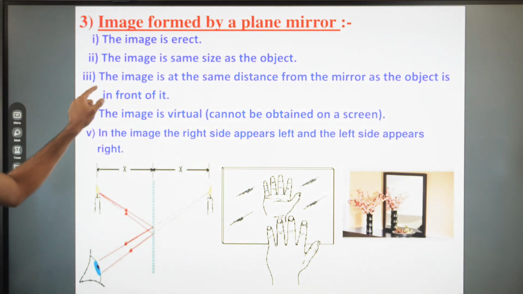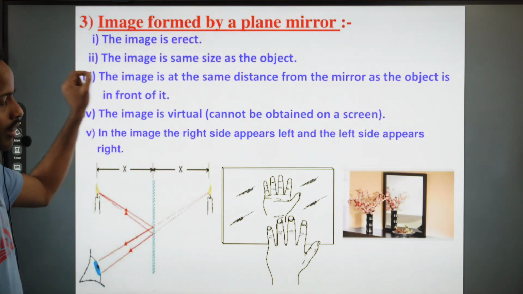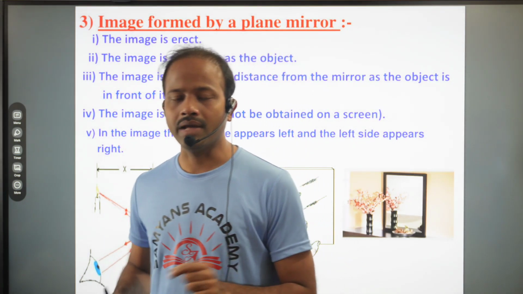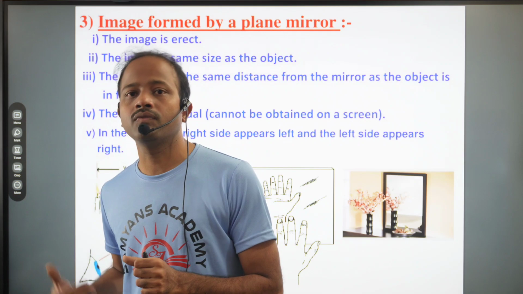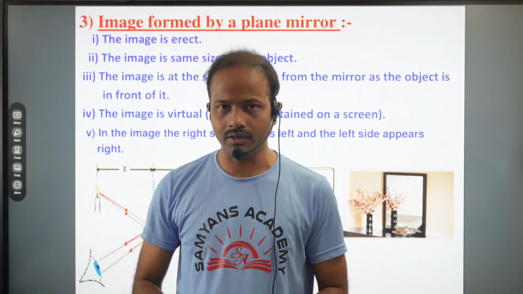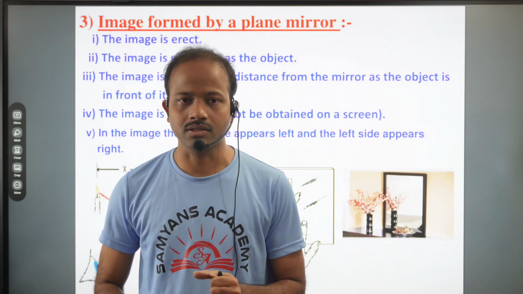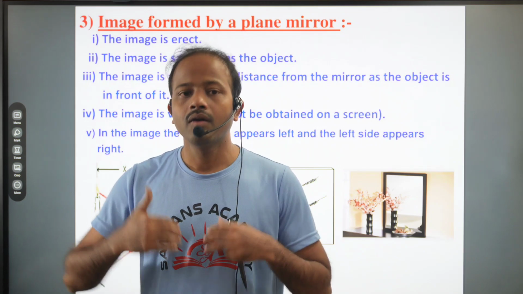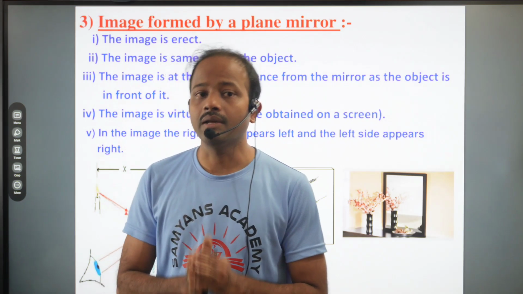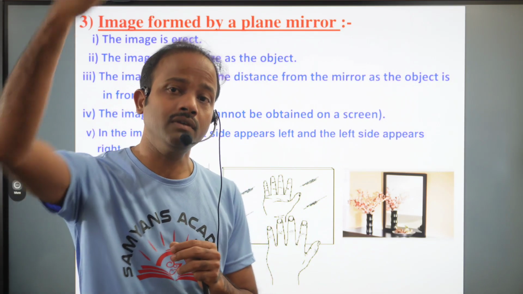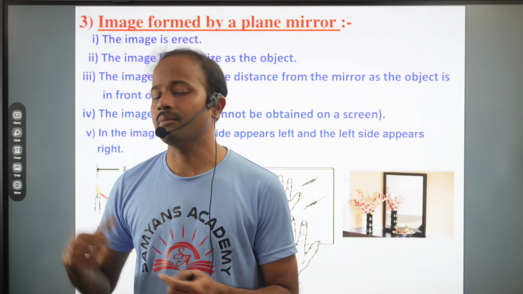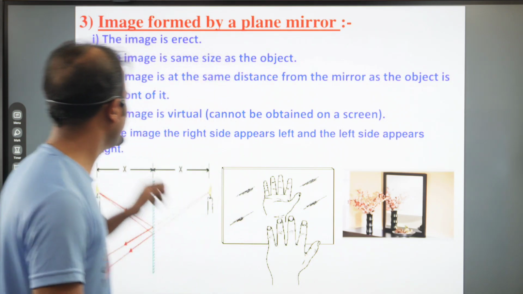The image is at the same distance from the mirror as the object is in front of it. Suppose you stand 5 meters in front of the mirror, then your image also forms 5 meters behind the mirror. Let us assume you are standing before the mirror at a distance of 5 meters. Then where can we get the image? The image you can get behind the mirror at 5 meters. It means the image distance and the object distance are both the same in the case of a plane mirror.